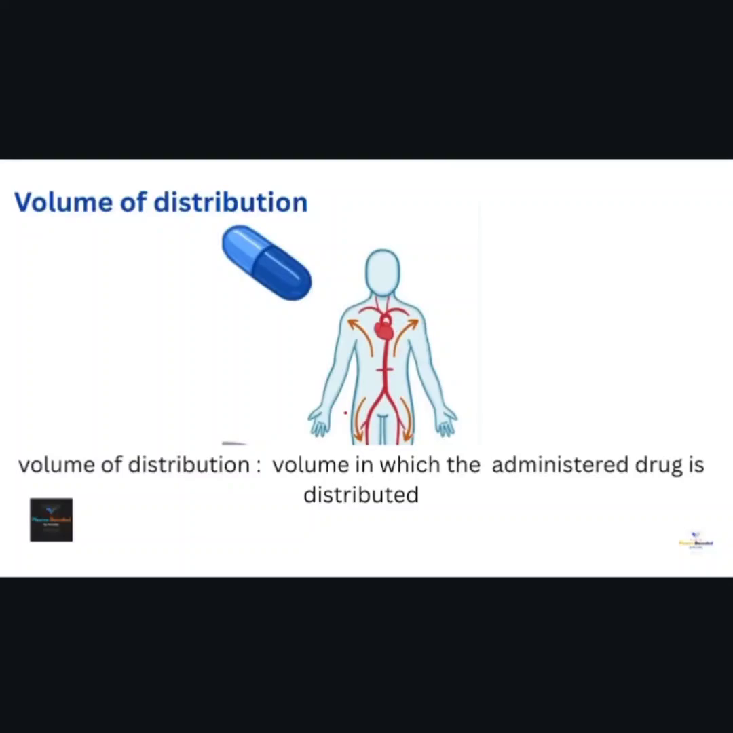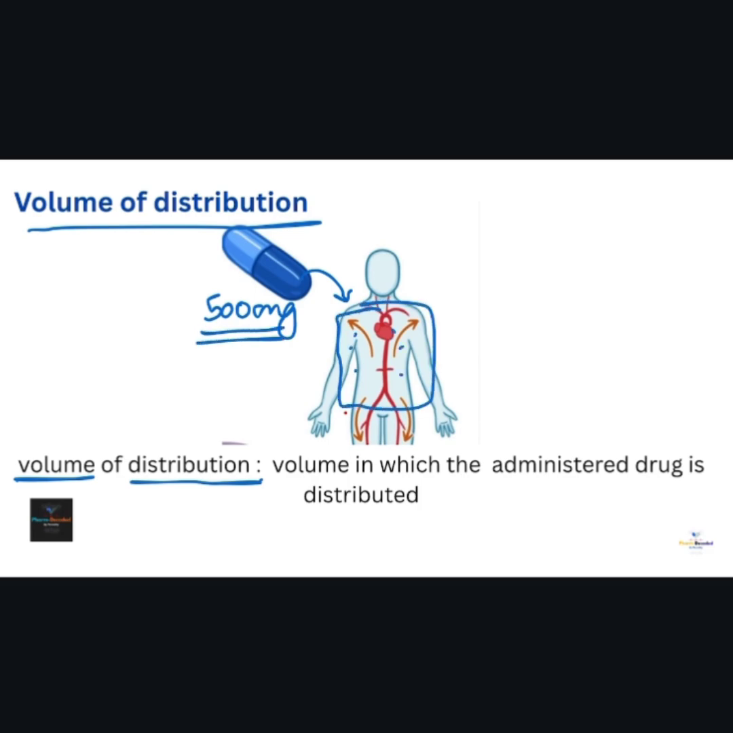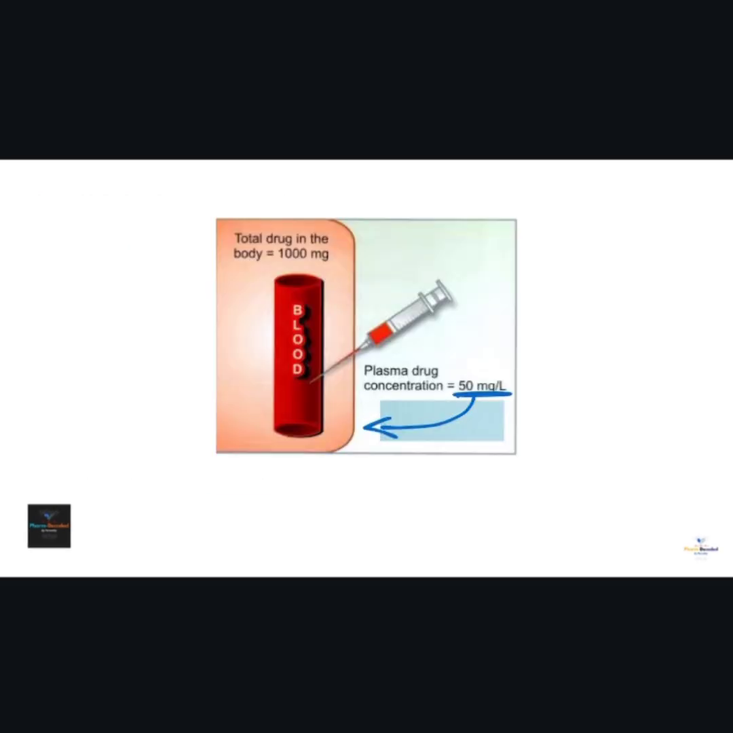Hi all, today we will learn an important concept in general pharmacology, that is volume of distribution. From the name itself, it is clear that volume of distribution is the volume in which the administered drug is distributed. For example, 500 milligram of drug is administered. Volume of distribution means the volume in which this 500 milligram of drug is distributed. In order to understand better, we will see this with an example.